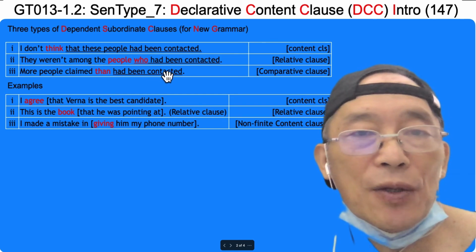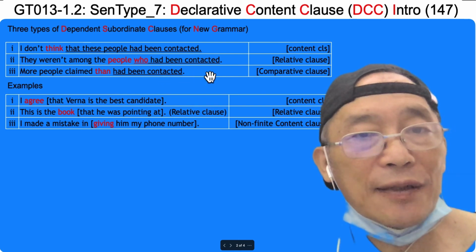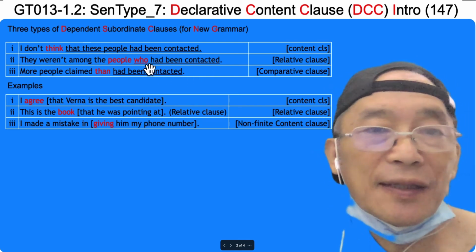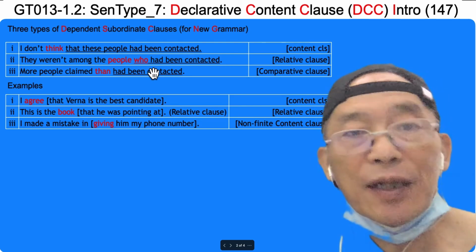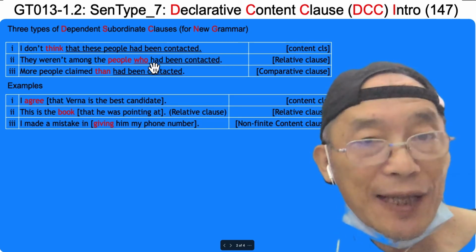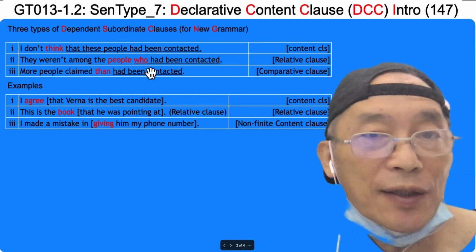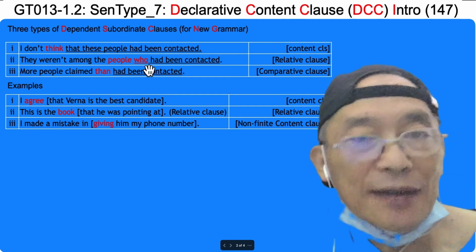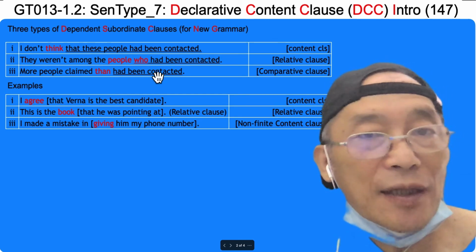Among the people who have been contacted, relative clause, and this is acting as a subject, and it cannot be omitted. You can use that, and you've got to use that. You should keep that. You cannot omit that. So you can use who, or you can use that, but you cannot omit it.